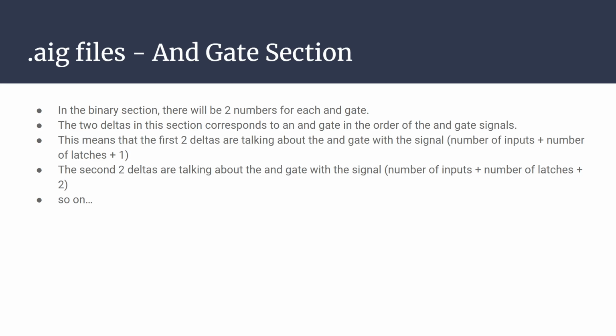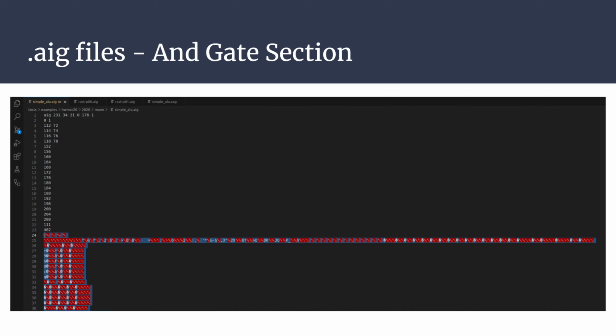So there will be two numbers for each gate, right? But they're typically small numbers because the differences between inputs, in testing, are generally small. And so we get a significant advantage in using this format in the sense that it uses way less space. Yeah, the two first deltas correspond to the first AND gate, the two second deltas correspond to the second AND gate, and so on and so forth.